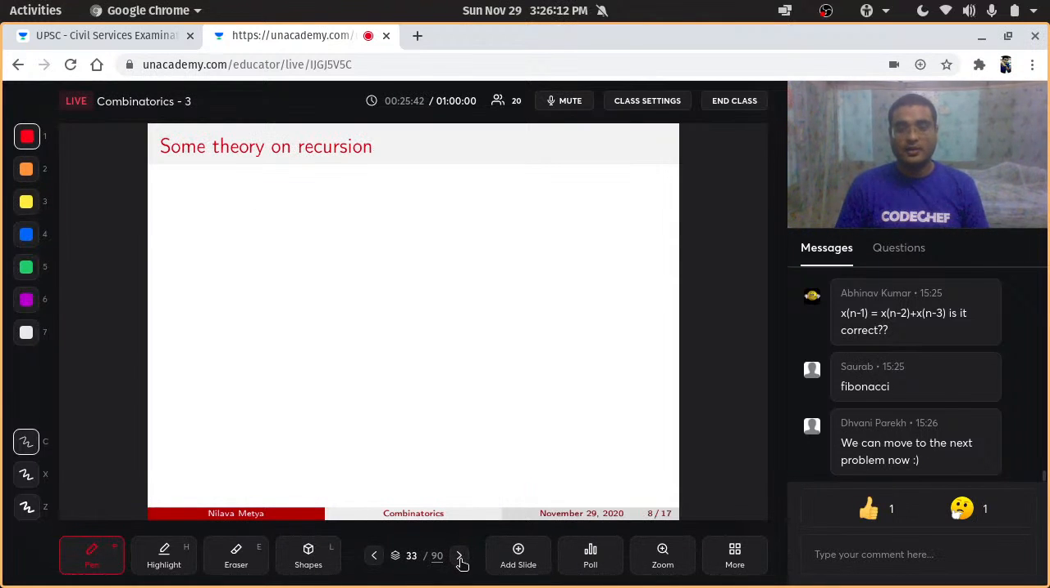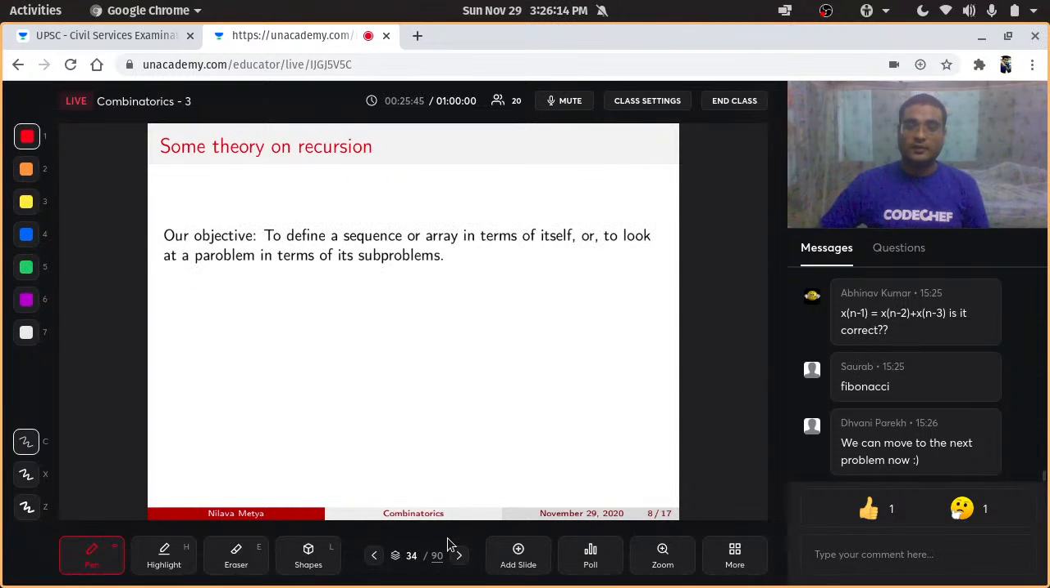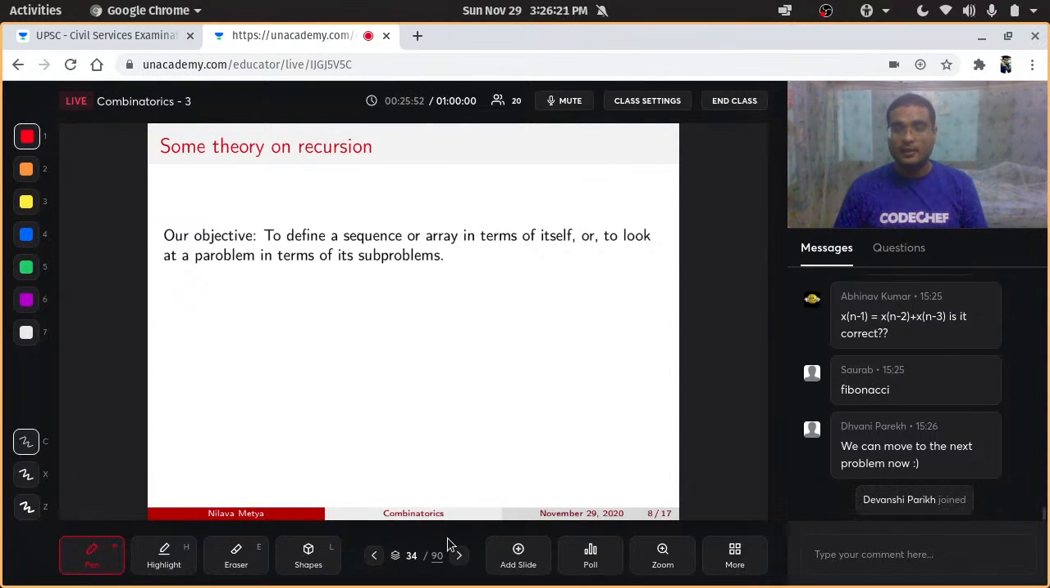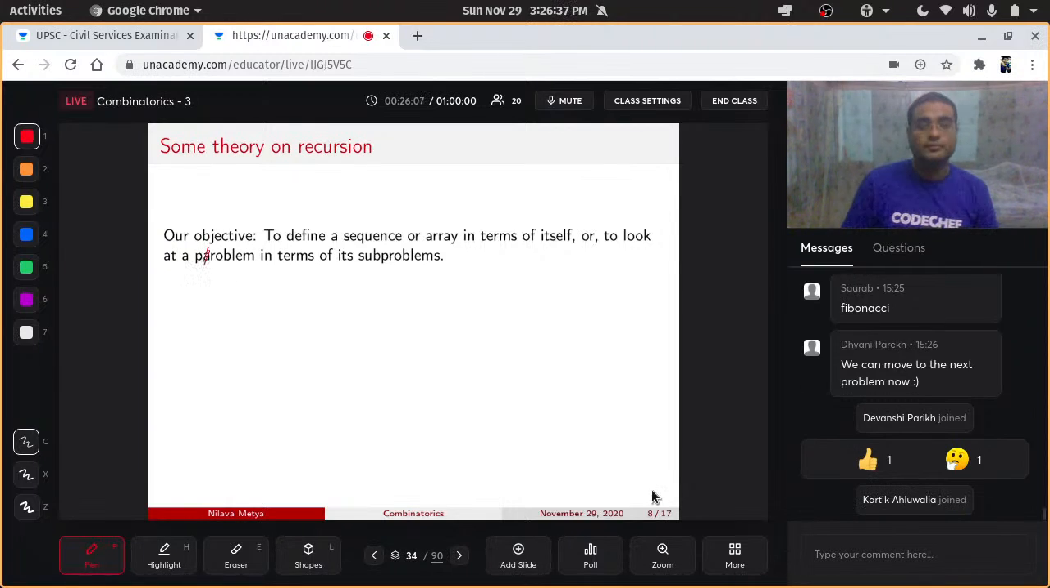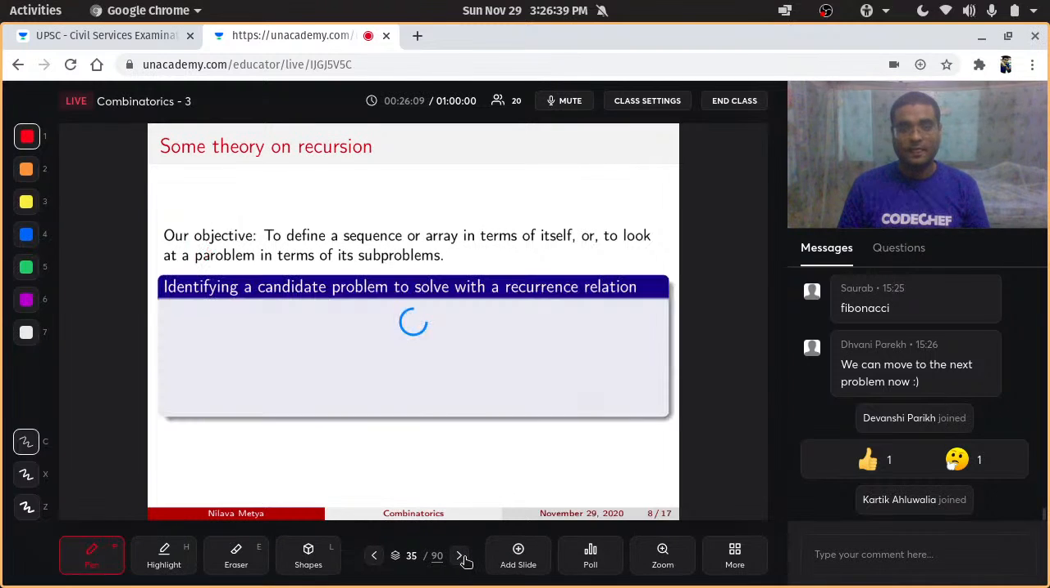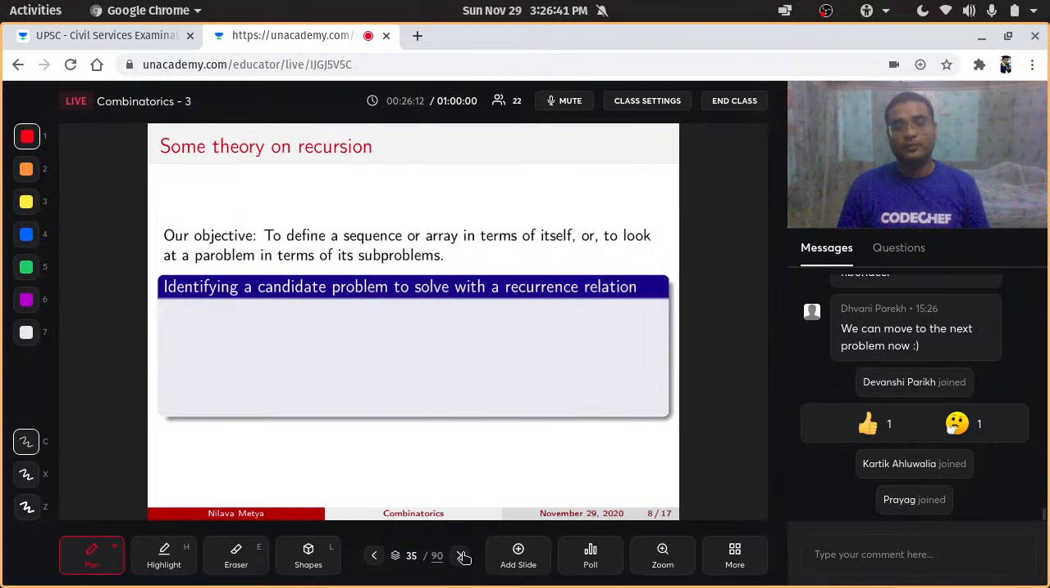Okay, now some theory on recursion. What do we want to achieve through recursion? We want to define a sequence or an array in terms of itself, in terms of the problem, so that we look at a problem in terms of its subproblems. So you saw it through the previous problem example.